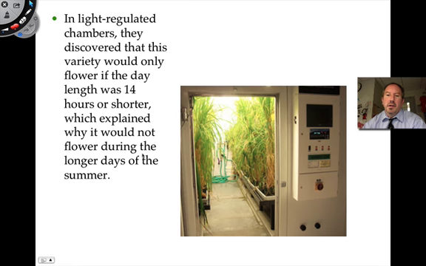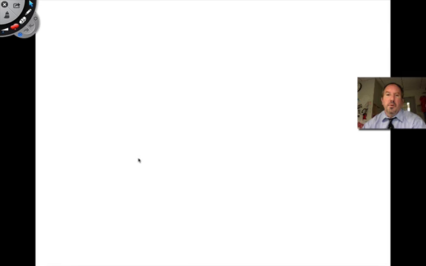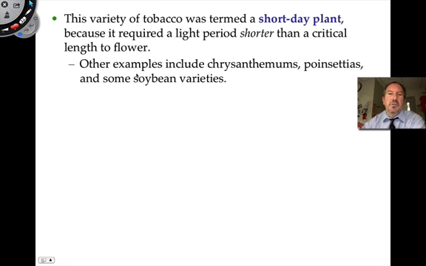And so, well, what is it then? What's actually causing it? Well, as it turns out, a group of scientists, and at this point in the 1930s, started to describe beyond tobacco that there's groups of plants that they called short day plants. Short day plants because it required a period shorter than the critical length to flower. Examples of this would be chrysanthemum, poinsettias, and even some soybean.